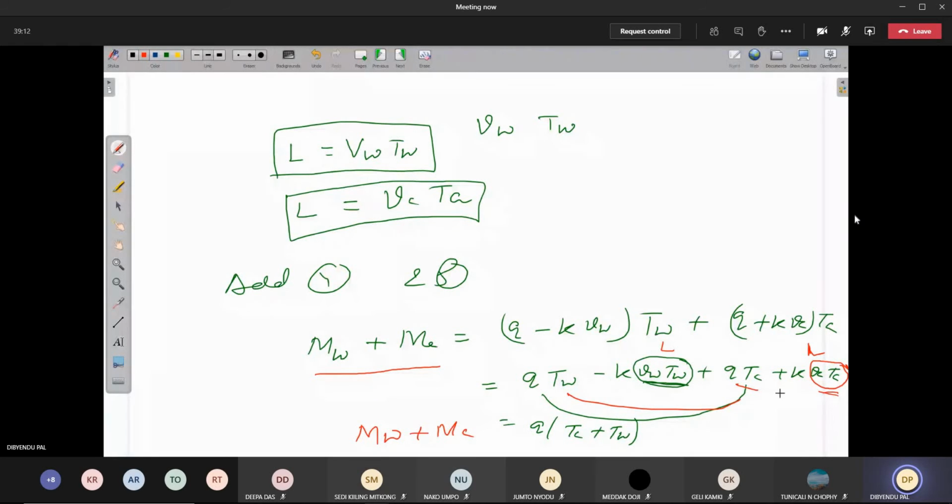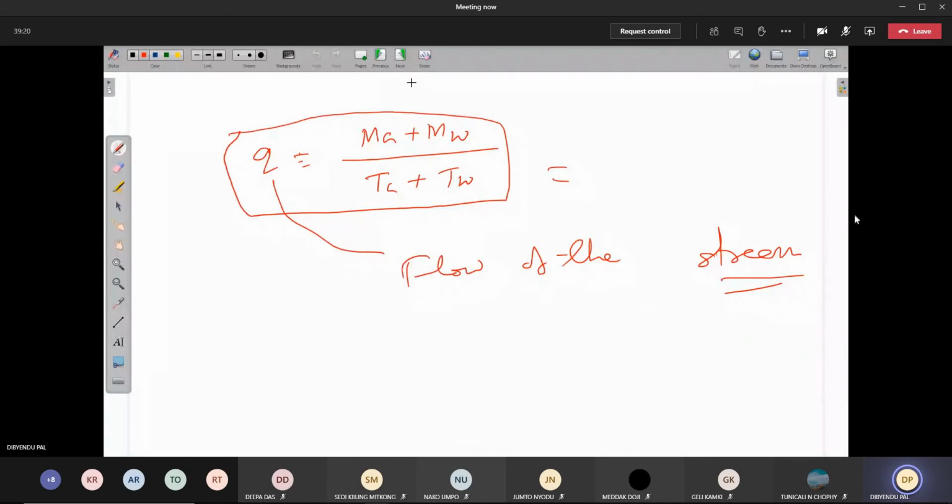That is basically minus KL plus KL. So KL gets cancelled. So what is left? MW plus MA equal to Q into TA plus TW, or ultimately this is coming as the Q equation. So this is basically the flow of the traffic stream by the moving observer method. Basically we have used the moving observer method to find out the flow of the traffic streams.